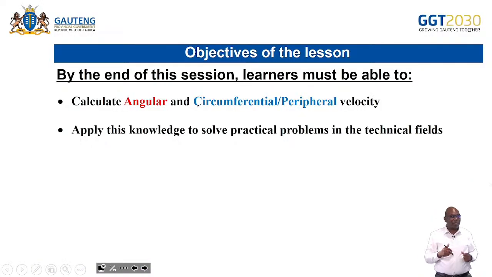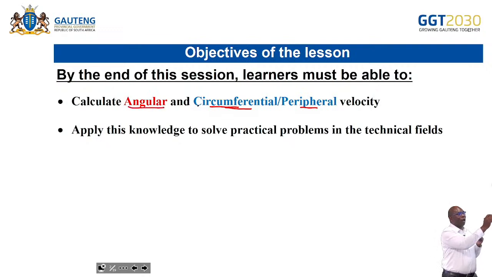Let's look at the objectives of this lesson. By the end of this session, we want you to be able to calculate the angular and circumferential velocity. The circumferential velocity is sometimes called the peripheral velocity. If you see these words, please make sure that you understand them, so that you are able to choose the correct formula. So we've got the angular velocity, and also the circumferential velocity, and we'll be looking at the formula there. We must be able to calculate that.